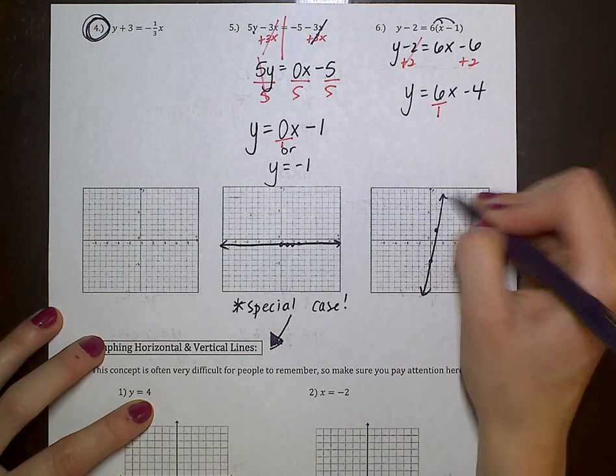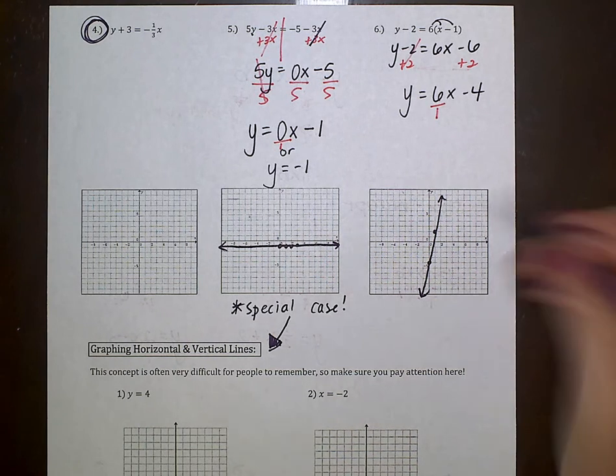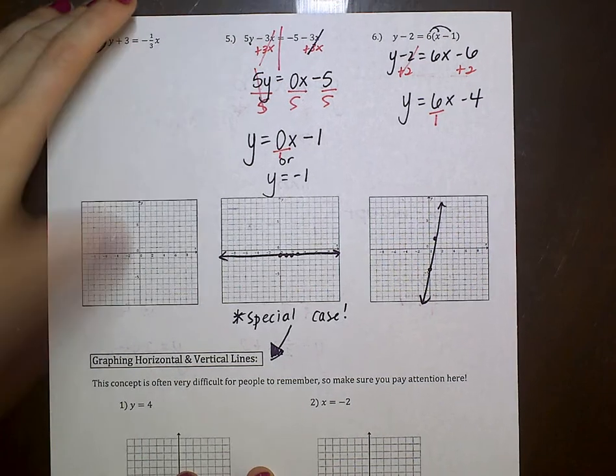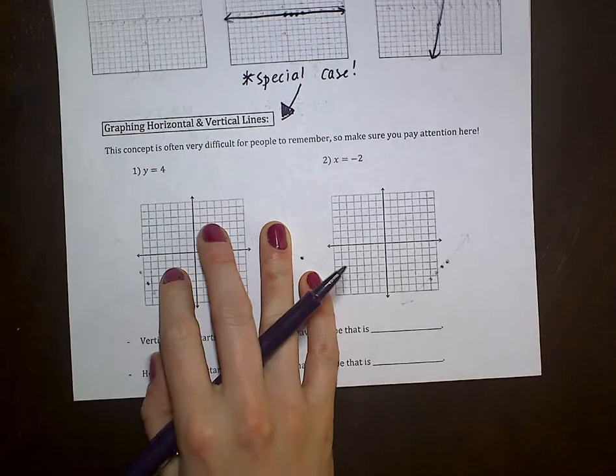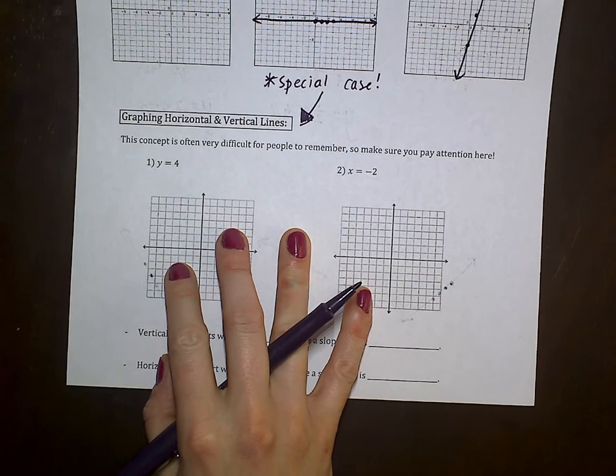The bigger the slope, the steeper the line. So that's a pretty steep line right there, 6 over 1. Now, I will say you guys are using a lot of different skills to be able to do this, things that we've learned along the way in this class. So if you can get these right, you're doing pretty good.